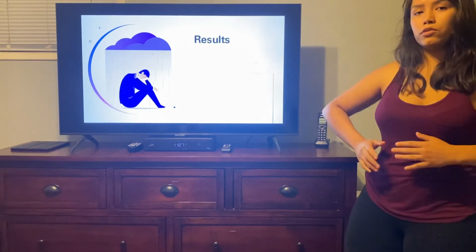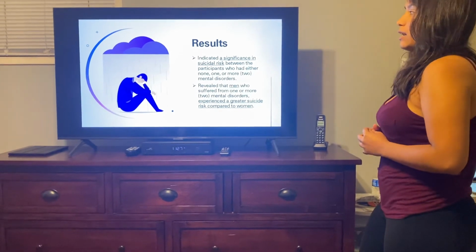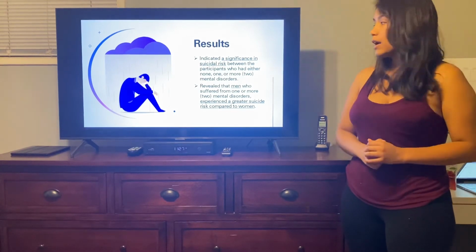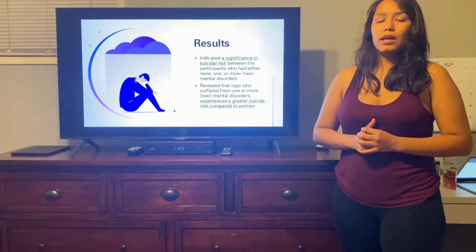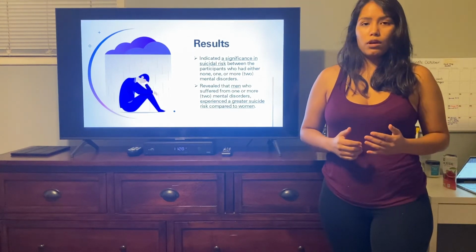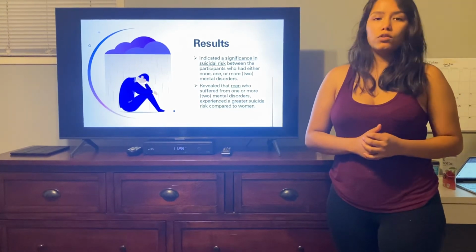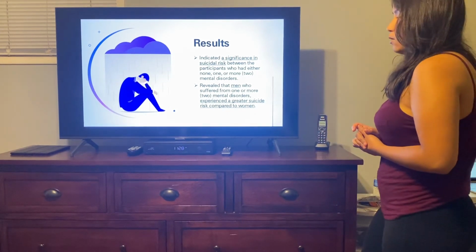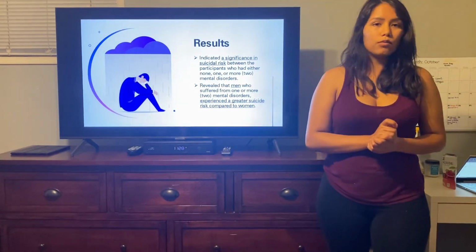Now, what were the conclusions to this researcher's study? The first was that it indicated a significance in suicidal risk between the participants who had none, one, or more, meaning 2 mental disorders, each one greater than the last. It also proved that participants that suffered from multiple mental illnesses also carried a greater risk than someone that had 1, none, or 2. What it also revealed is that men who suffered from 1 or more, meaning 2 mental disorders, experience a greater suicidal risk than women.